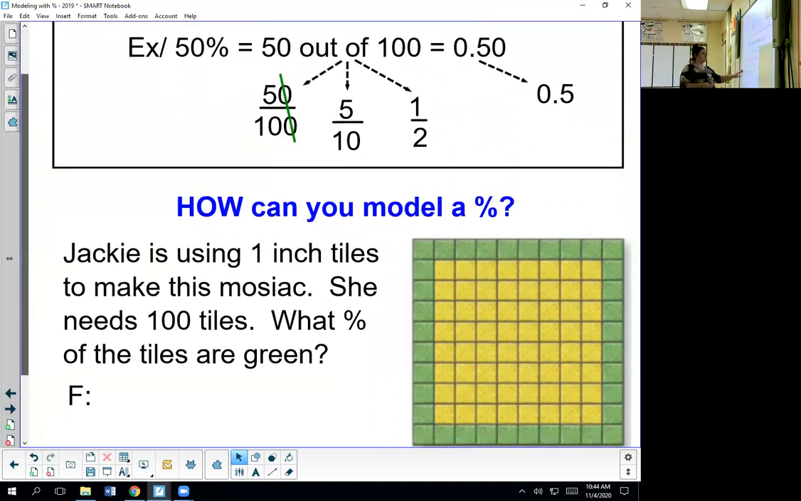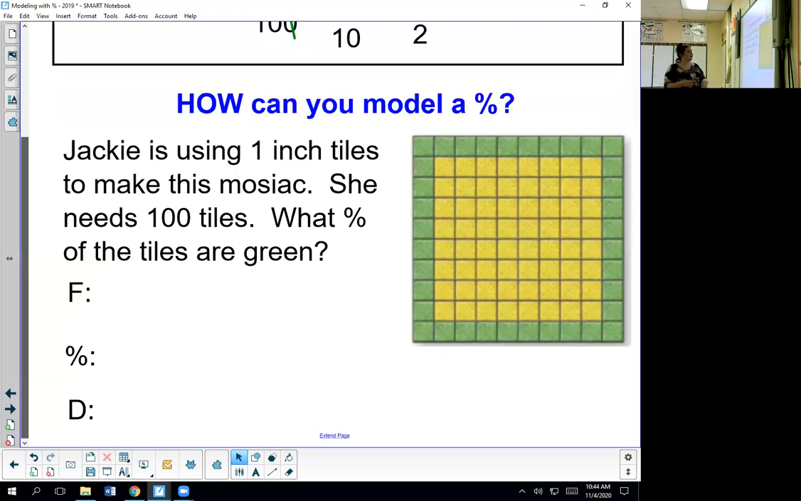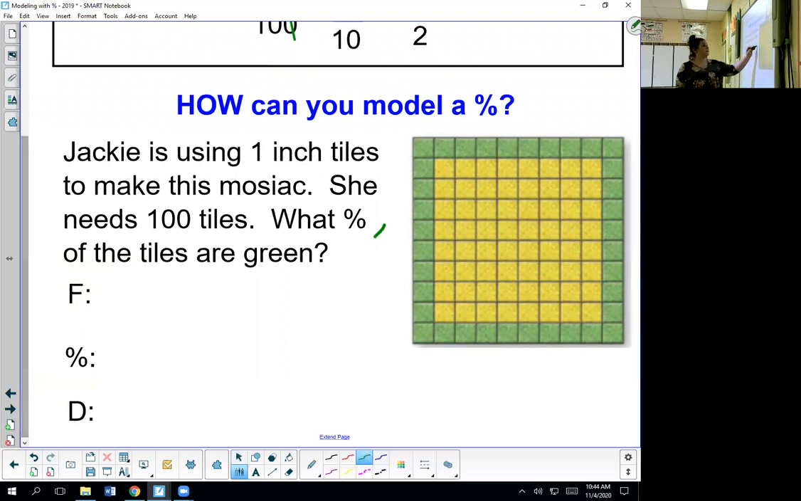Well, if you look here, it says Jackie is using 1-inch tiles to make this mosaic. She needs 100 tiles. So here's 100 tiles. So I'm telling you there's 100 here. What percent of the tiles are green? So we need to just look at the green. So yes, this is a 10 by 10. So that means there is 100 in there. So the fraction is going to be something out of 100. Then we just got to count the greens.